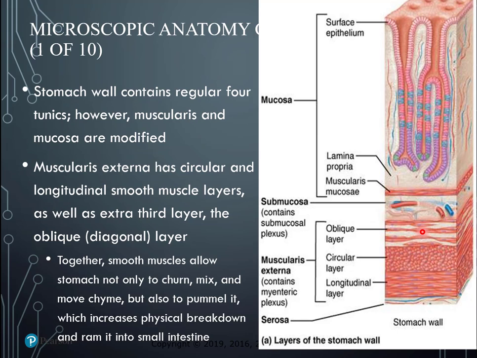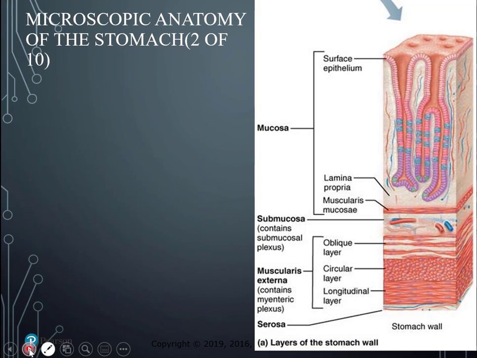So the presence of the oblique layer will allow the stomach to churn, to mix, to move the chyme three-dimensionally, so that it can also pummel the food that is inside, which would increase the physical breakdown and then ram it down into the small intestine so that it can be moved into the small intestine.